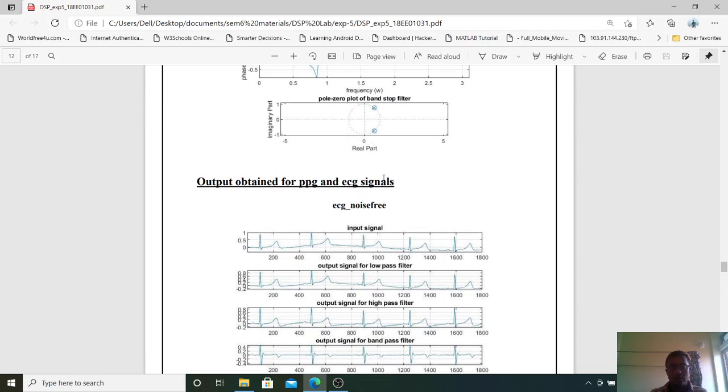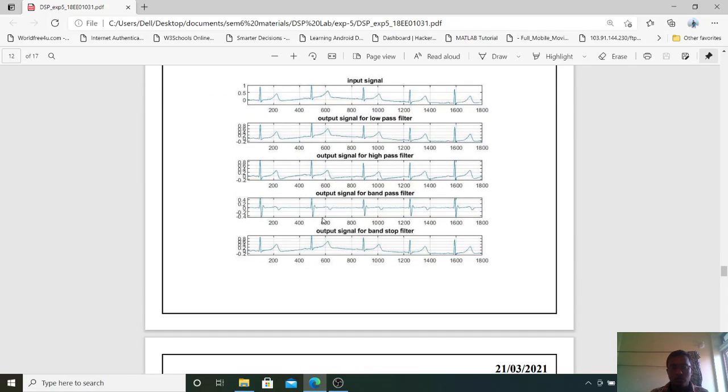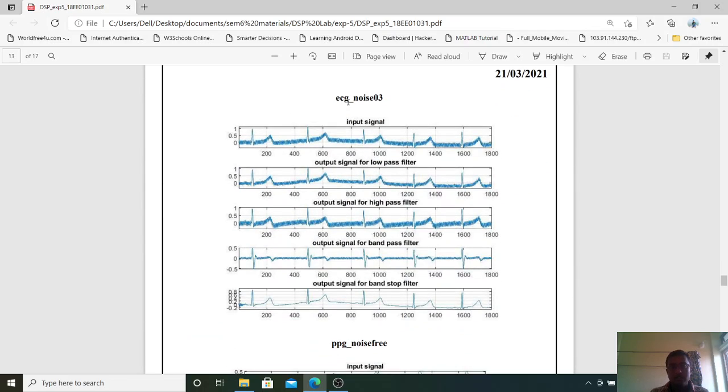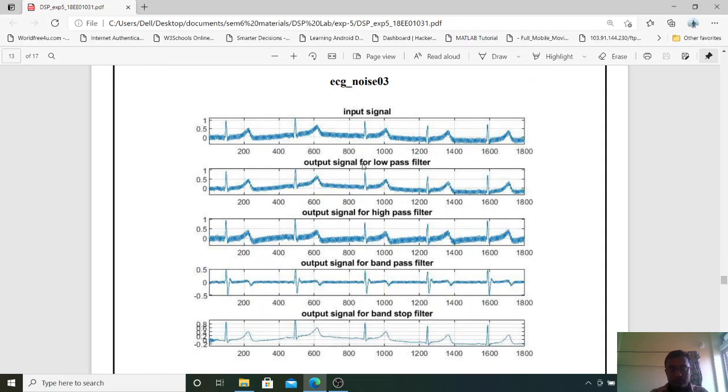Now this is the output for different PPG and ECG signals. So this is the ECG noise free signal, and for that this is the output. And this is ECG noise 3, meaning we were given 4-5 samples, so I have used that noise 3 sample. So here you can see that this is the input signal.